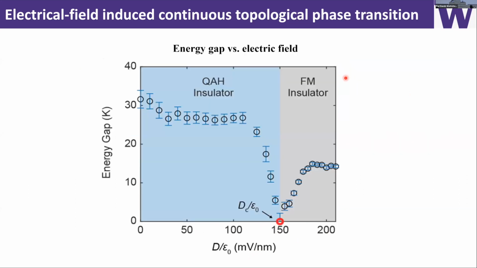And we can also perform temperature-dependent measurements, then extract the thermodynamic gap of these transitions. So in this curve, again, the vertical axis is energy gap in units of temperature, and the horizontal axis is the electric field. You can see that as we increase the electric field, the gap closes at this critical point and then reopens again. This closing and reopening of the gap basically tells us that this topological phase transition is a continuous phase transition.